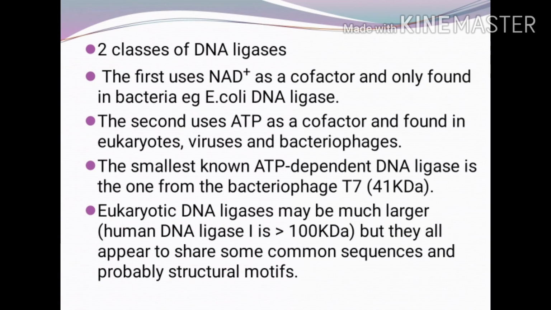There are two classes of DNA ligases. The first one uses NAD+ as a cofactor and is found only in bacteria, for example E. coli DNA ligase. The second one uses ATP as cofactor and is found in eukaryotes, viruses, and bacteriophages. The smallest known ATP-dependent DNA ligase is the one from bacteriophage T7, having a molecular weight of 41 kilodaltons. Eukaryotic DNA ligases are much larger in size and they appear to share some common sequences and structural motifs.